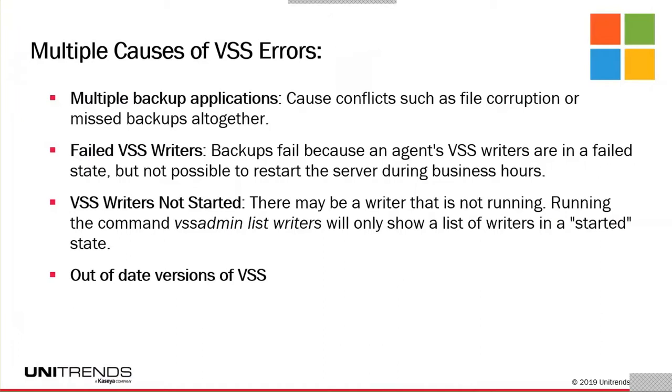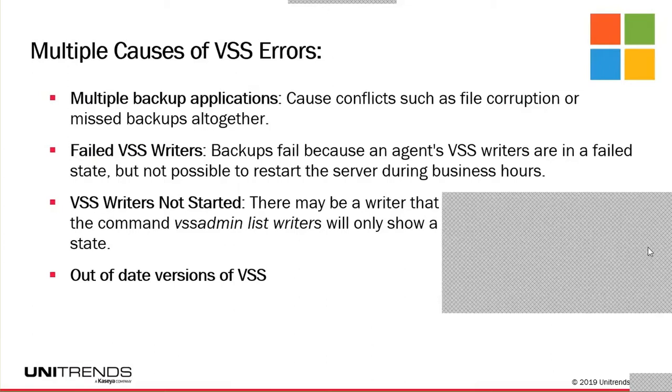Writers that have stalled and are not running will create issues as well, so it's important to uncover where those may be. When you run the Windows command vssadmin list writers, it only shows you the writers that are in a started state, not those that were not started or failed to boot correctly. You can also run into issues with out-of-date versions of VSS. So it's fairly common, and there's a myriad of issues here.